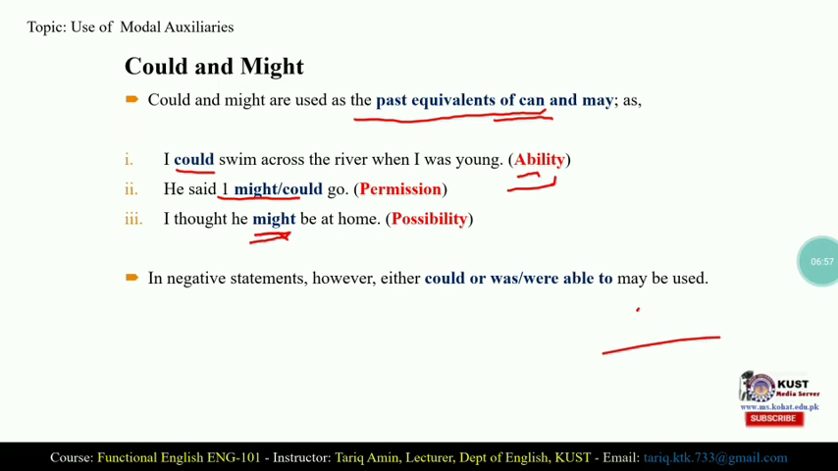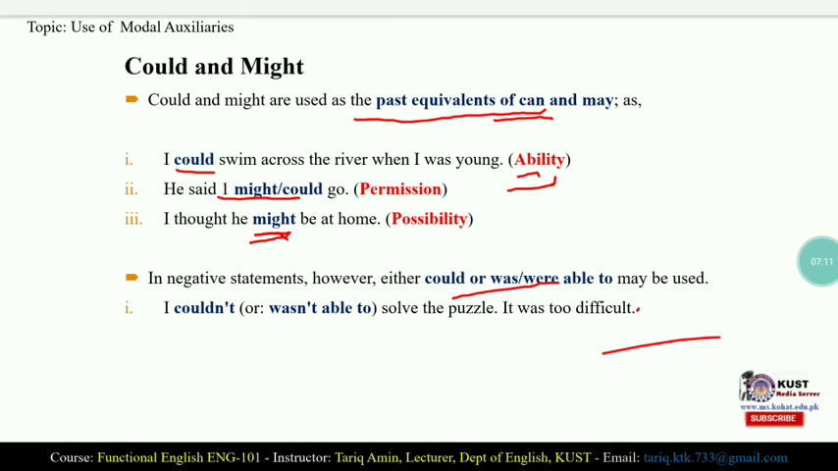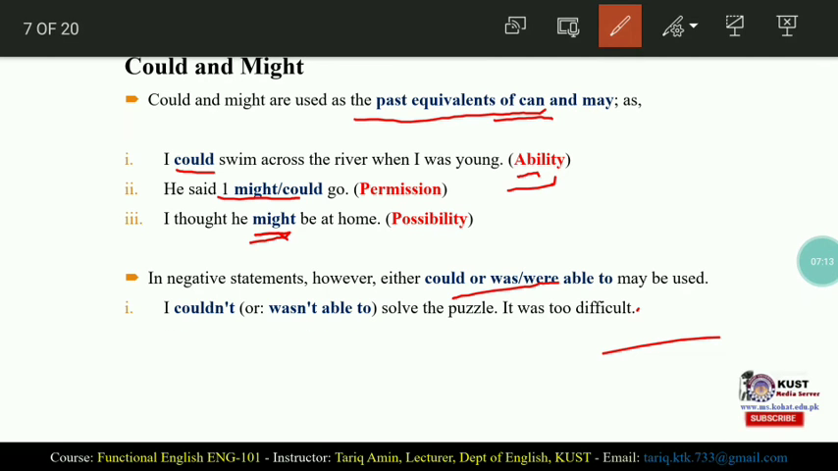In negative statements, however, either could or were able to may be used. In negative sentences, we can use could or was able to or were able to. For example, I could not solve the puzzle. It was too difficult. Instead of it, we can say I was not able to solve the puzzle. It was too difficult. So we can use was able to or were able to in negative sentences as well.